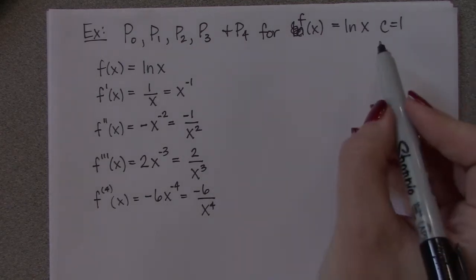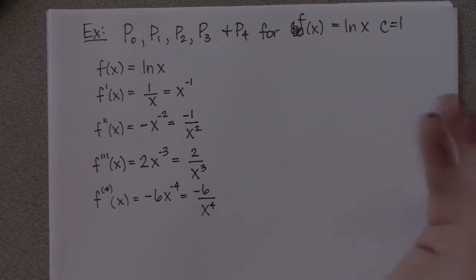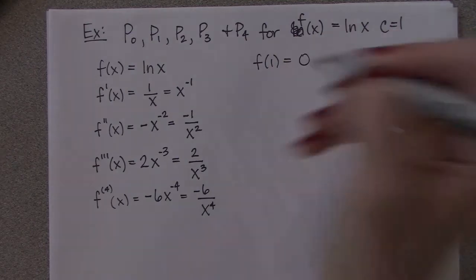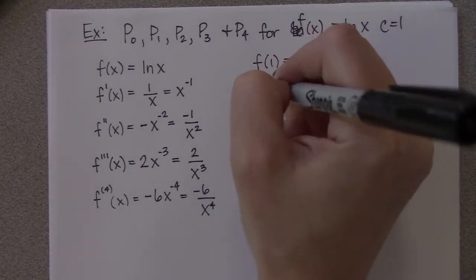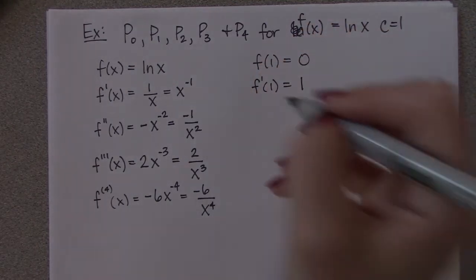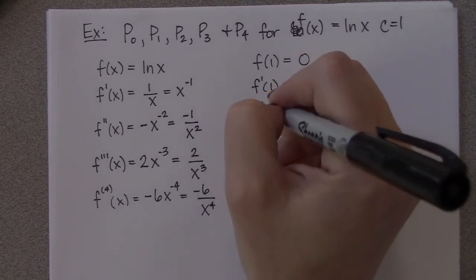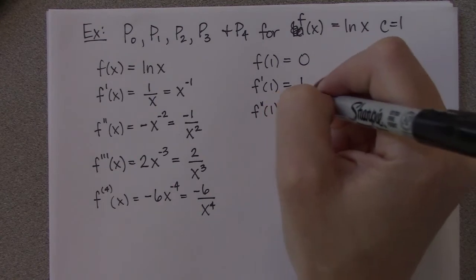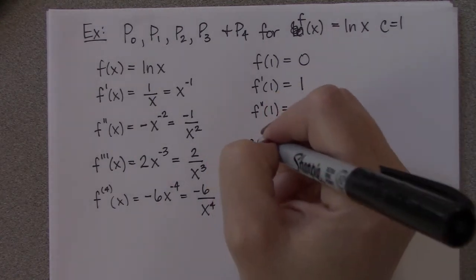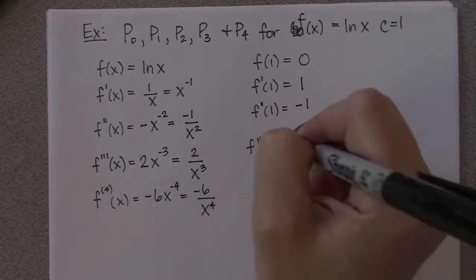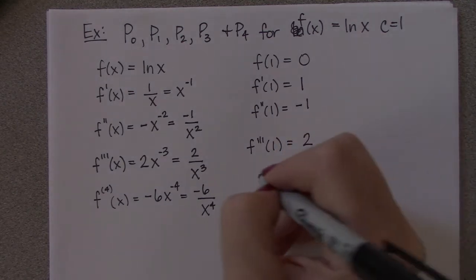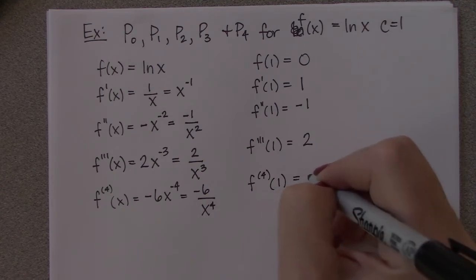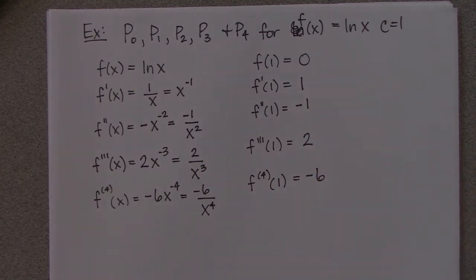All right, then I have to evaluate all the derivatives at the center. So we'll do that over here. So f of 1 is just 0. F prime of 1 is 1. F double prime of 1 is negative 1. The third derivative evaluated at 1 is 2, and the fourth derivative evaluated at 1 is negative 6.